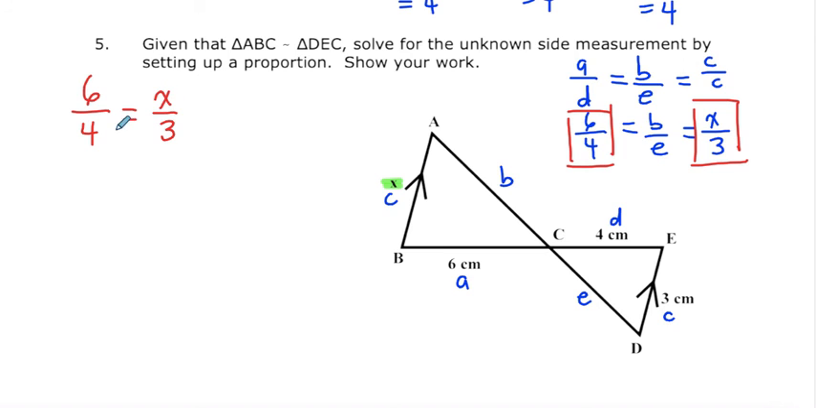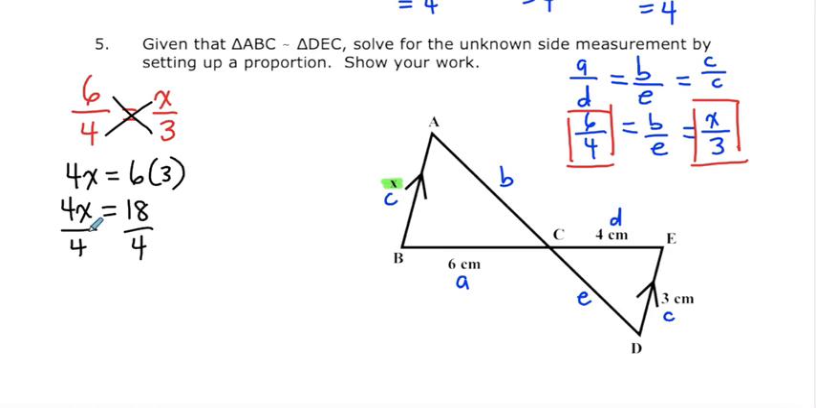So now I'm going to do my cross multiplication. 4 times x is equal to 6 times 3. 6 times 3 is 18. I'm going to divide both sides by 4. Show that the 4's cancel each other out on the left-hand side. We're left with x is equal to 18 divided by 4. It's not a whole number. It's 4.5. And what am I measuring my side lengths in? I'm measuring them in centimeters.